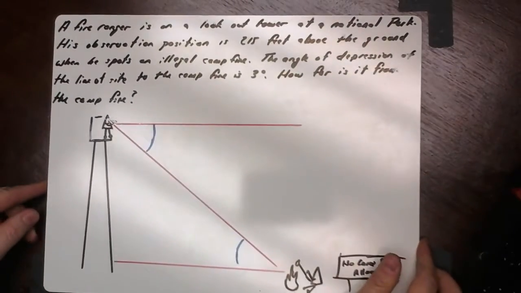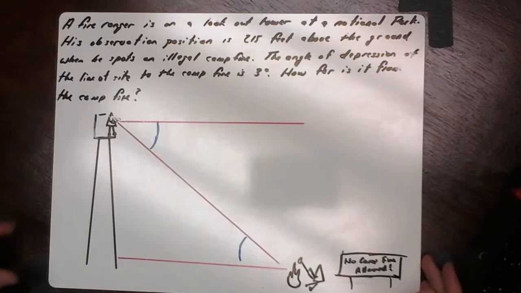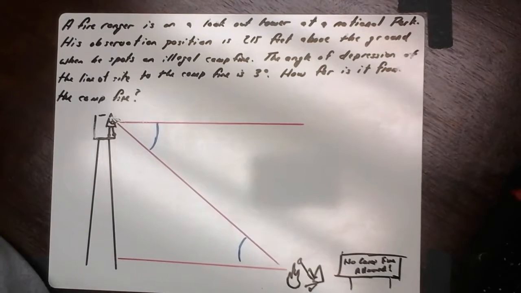So we're dealing with the definitions of angle of elevation and angle of depression. So we're going to start with this word problem. A fire ranger is on a lookout tower at a national park. His observation position is 215 feet above the ground when he spots an illegal campfire. The angle of depression of the line of sight to the campfire is 3 degrees. How far is it from the campfire?